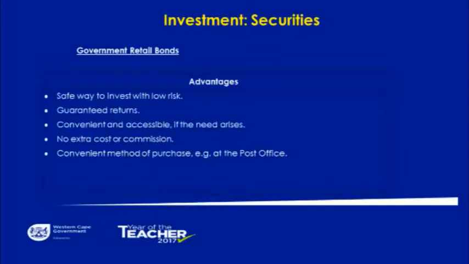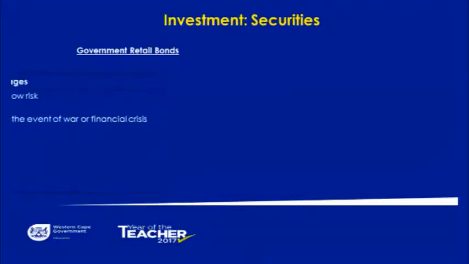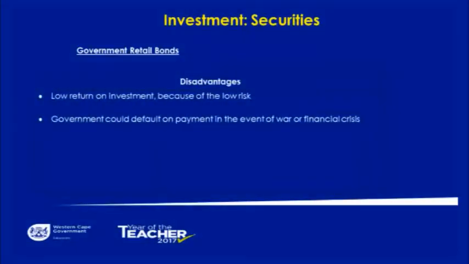It's guaranteed returns, convenient and accessible, no extra cost or commission, and a convenient method to purchase, for example, at the post office. And then, what are the disadvantages of government retail bonds? You receive a low return on the investment because it is a low risk, and government could default on payment in the event of war or financial crisis. So default means you will not get a return.